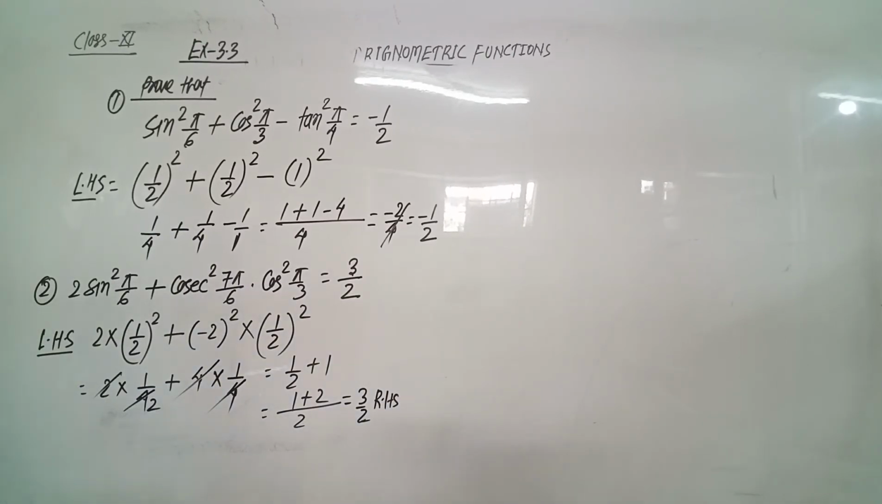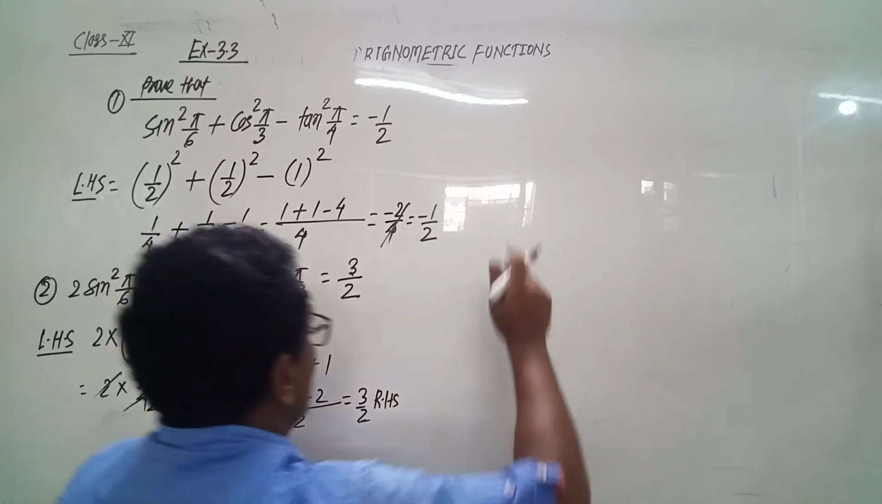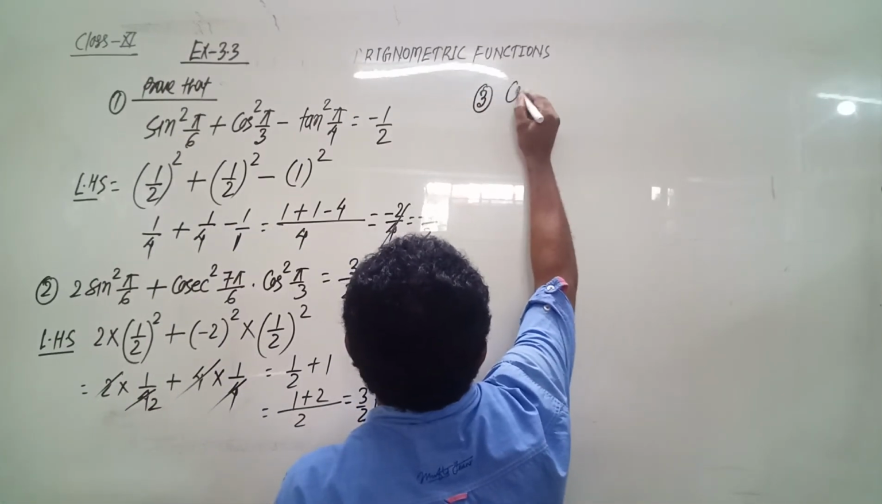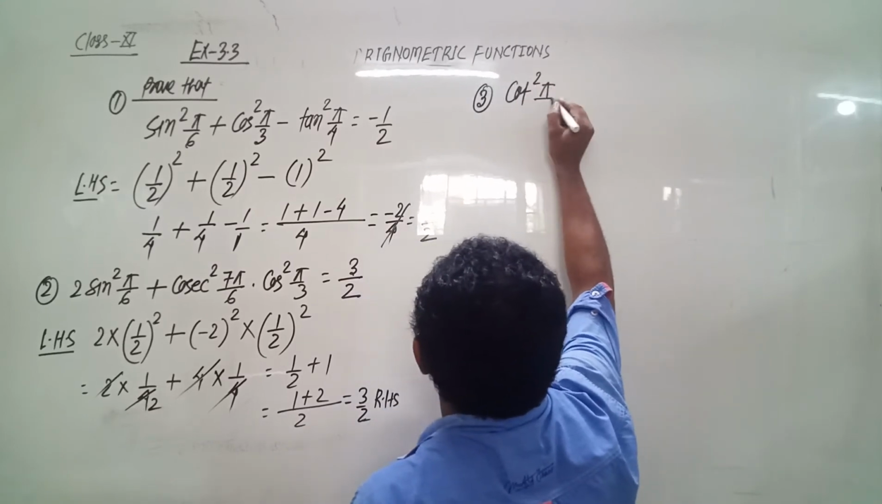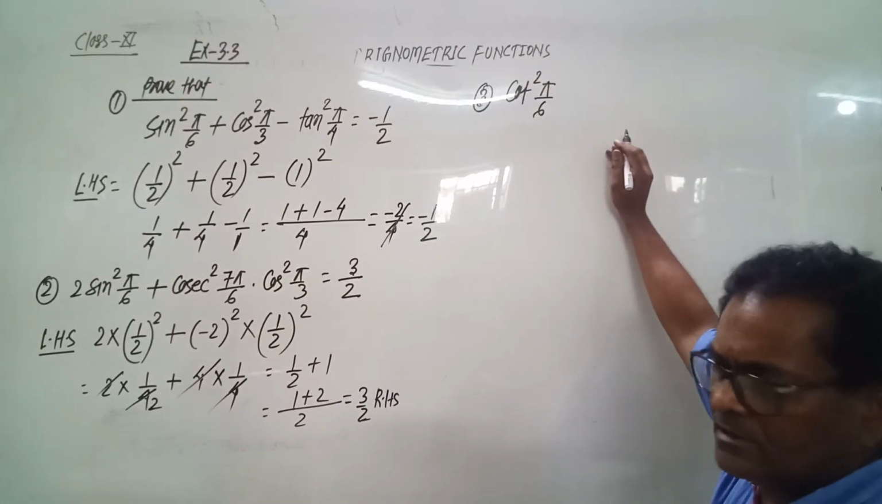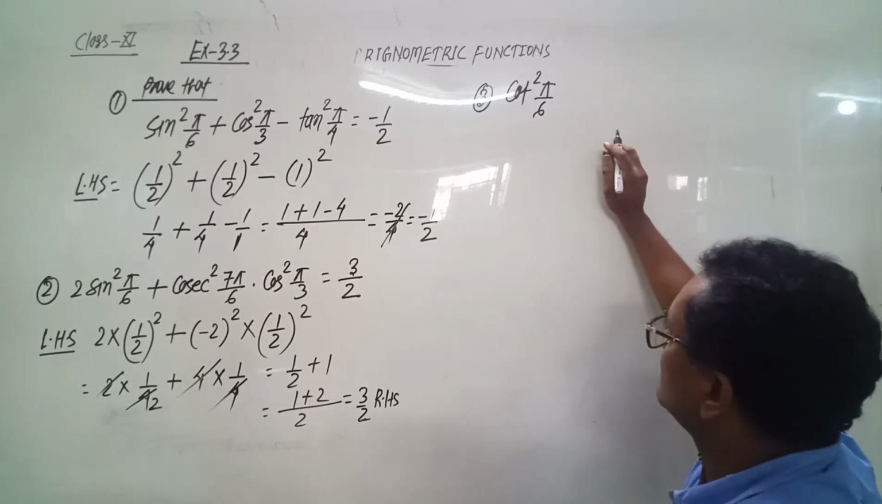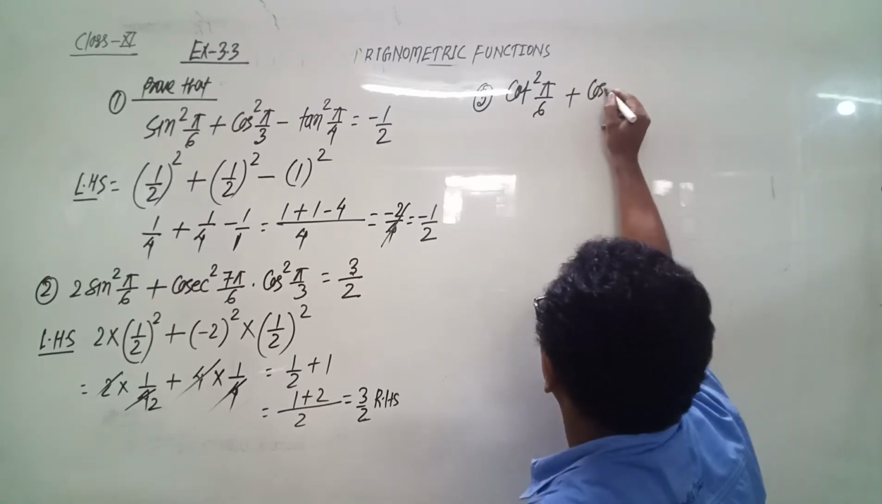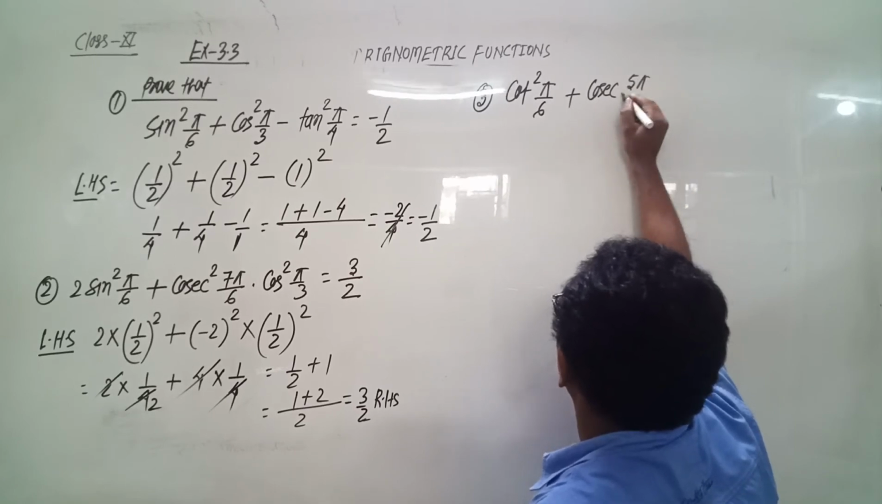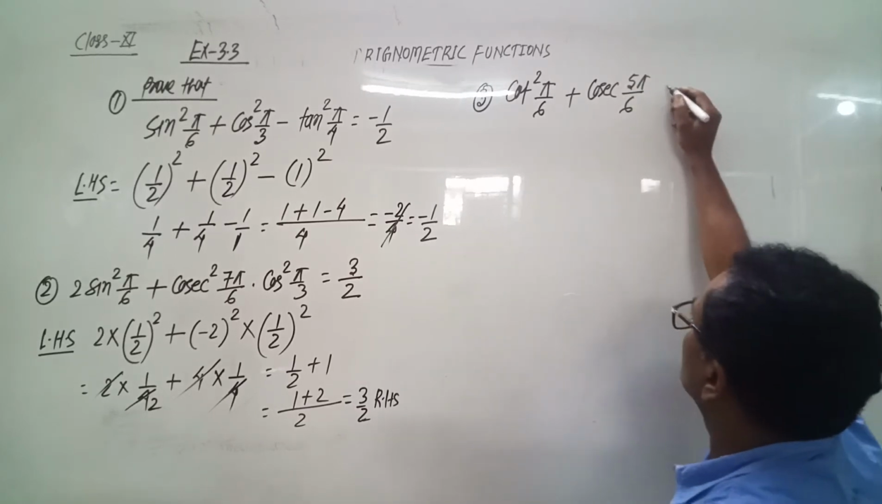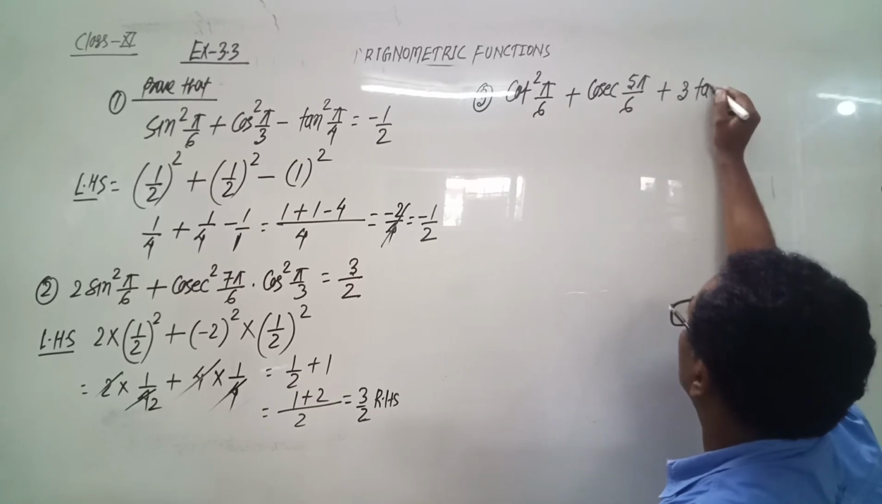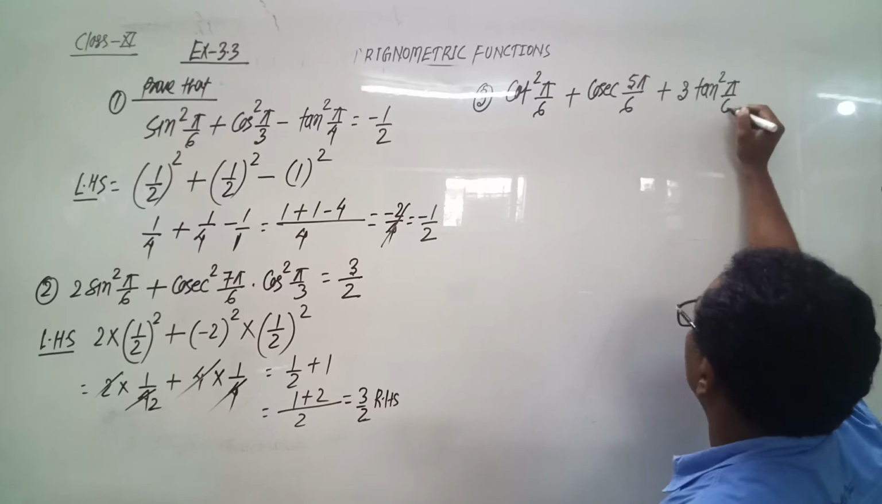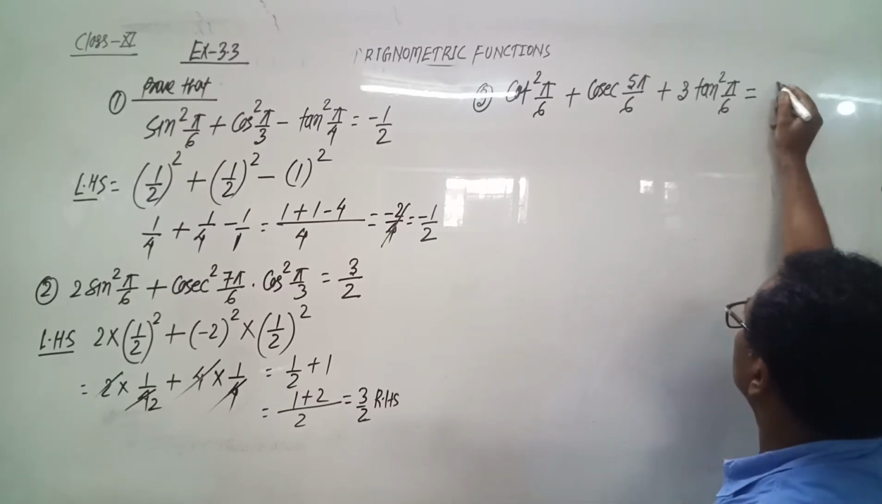Now question number 3: cot square pi by 6 plus cosec 5 pi by 6 plus 3 tan square pi by 6 is equal to 6.